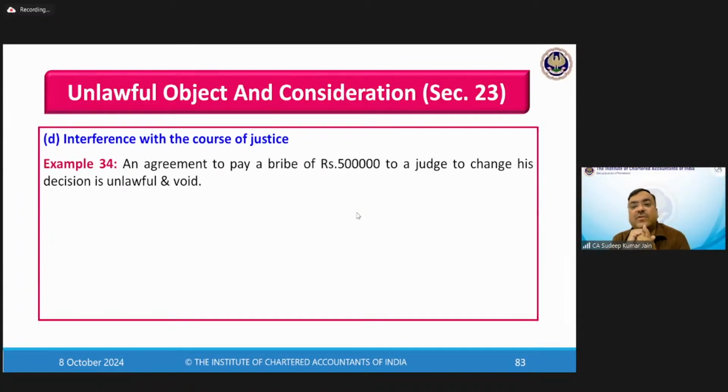Interference with the course of justice, to interfere in the judicial proceedings. An agreement to pay a bribe of 5 lakh to a judge to change his decision is unlawful and void. It means if you enter into an agreement with a judge to change the decision and you offer 5 lakh rupees, and the judge has done it, he cannot claim the 5 lakh rupees from you because the agreement was unlawful and void.